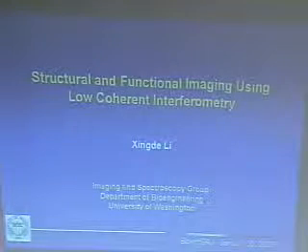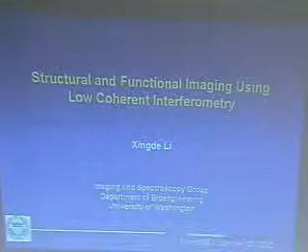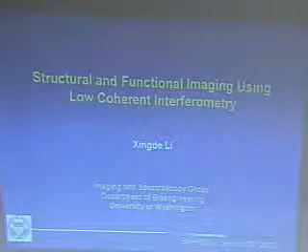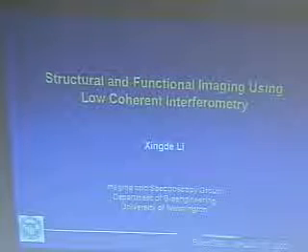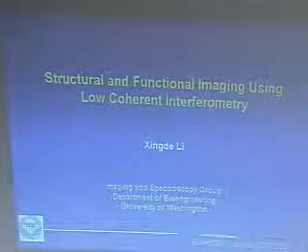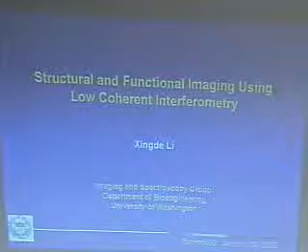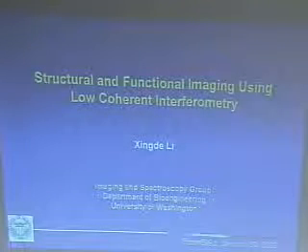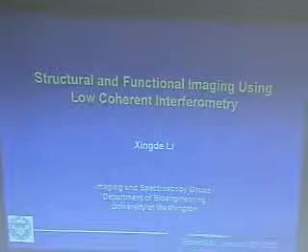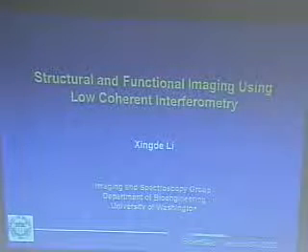Dr. Lee got his BS degree in applied nuclear physics at the University of Science and Technology of China in 1990. Then he got his PhD in biomedical optics from the University of Pennsylvania in 1998. He did a 3-year postdoctoral research at MIT in electrical and computer engineering. And then about 17 months ago, he came to the University of Washington as an assistant professor in bioengineering.